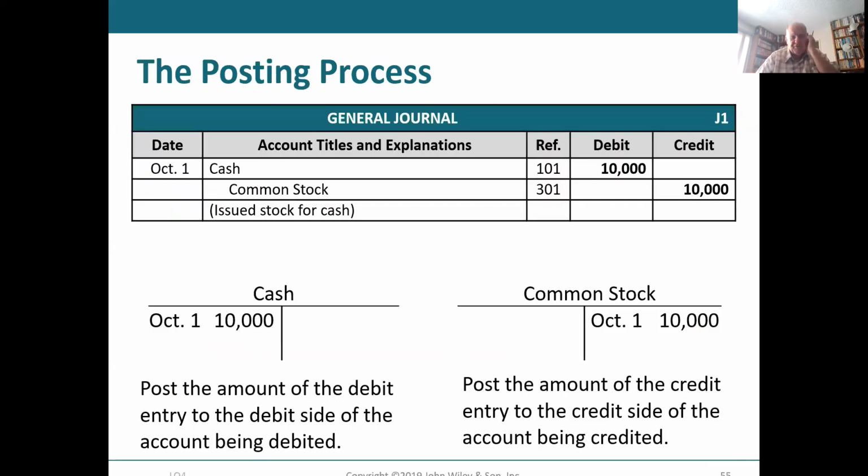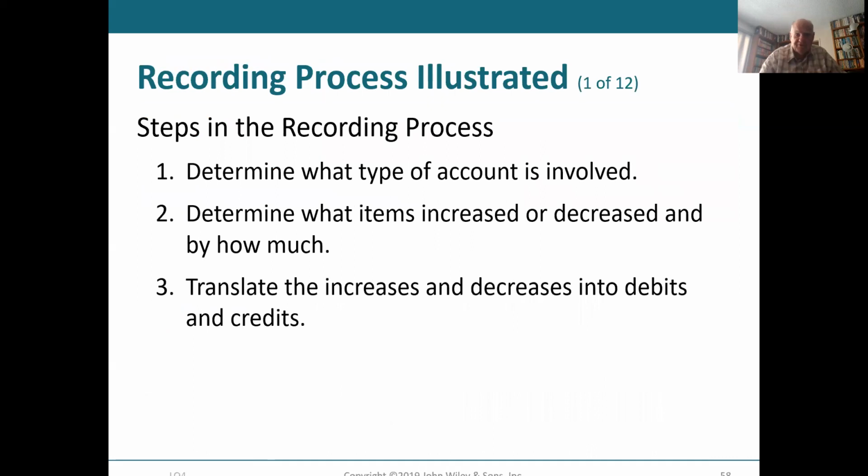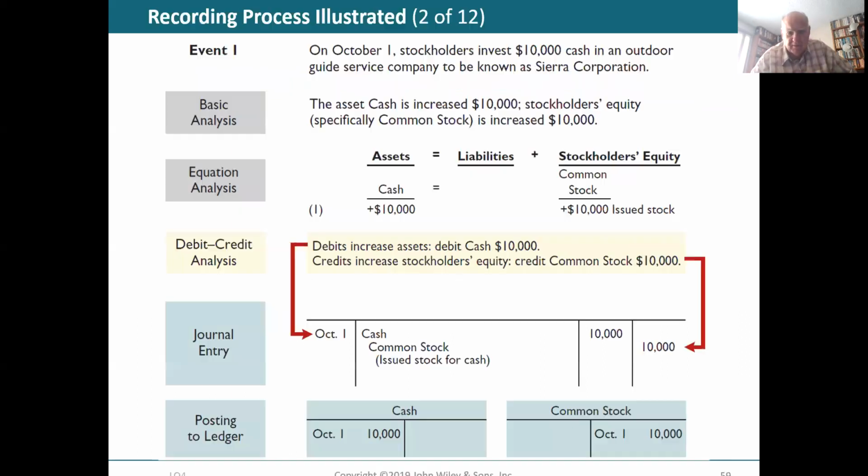Here we go. Post the amount of the debit to the debit side and the credit to the credit side. This here is not the general ledger. That's the journal entry, right? We hit post, and hopefully it's going to go right to the general ledger. Posting transfers journal entries into the general ledger. Steps in the process: determine what type of account is involved, what decreased and increased, and translate these increases and decreases into debits and credits.